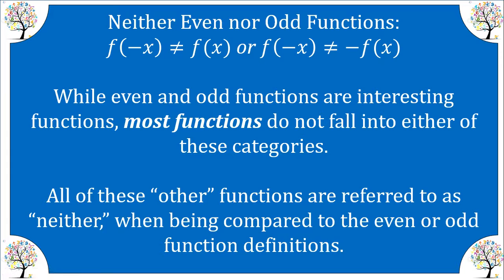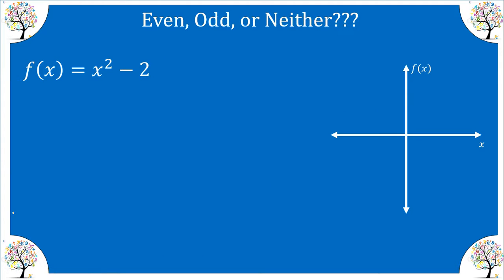Most functions are neither odd nor even. So when we're doing this test and we don't get the exact same outcome or the exact opposite outcome, we describe them as neither. So let's take a look. Here we have an even exponent. So we're just going to ask, is this even? Just because it has an even exponent doesn't mean it's even. So we have to test it out. So we're going to plug in negative x.